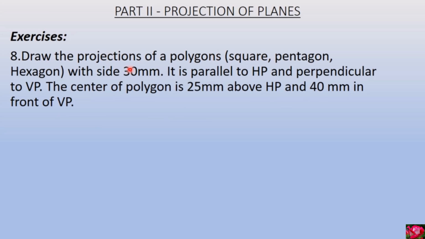Don't get confused. In this question, you have 3 bits. First, you have to draw the projections of a square, then pentagon, then hexagon. So we'll call these bits 8A, 8B and 8C. So you have to solve 3 questions in this single question. We'll start with the explanation of the square, pentagon and hexagon, then I will draw these 3 on the drawing sheets.